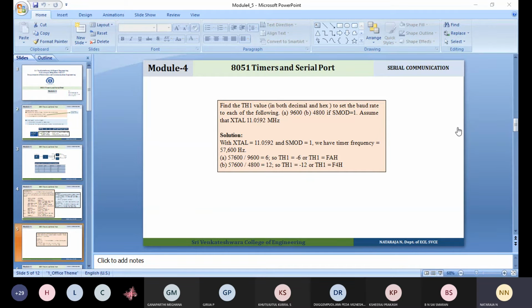So sometimes they are going to ask to find the baud rate. Sometimes they will give the baud rate. You are going to find TH1 for both the hexadecimal as well as the decimal.